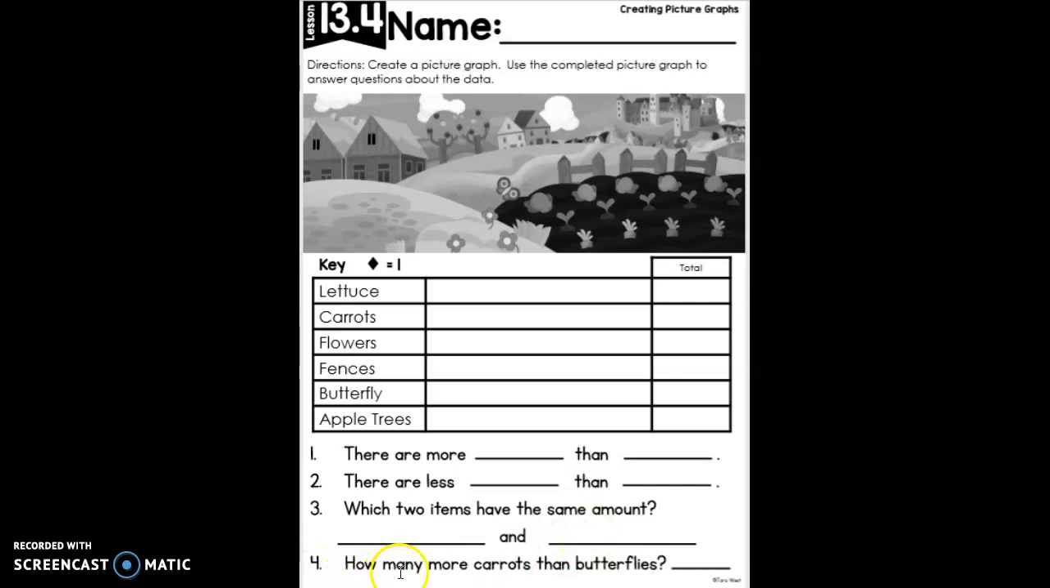Number 4, how many more carrots than butterflies? Pay attention to those words more and less, and pause the video if I'm going too fast, and then just keep going from there.